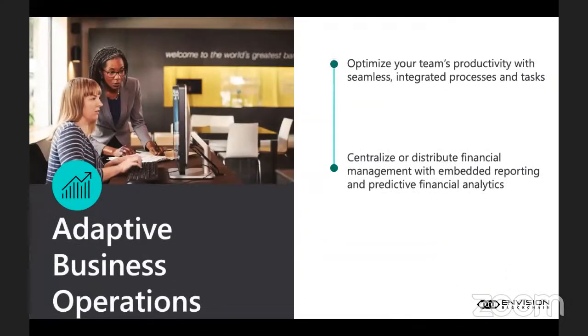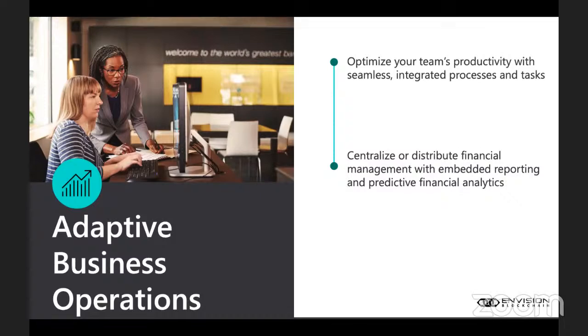So we can now think of adaptive business operations as one of the key pillars, right? There were two: adaptive business operations, and also technology modernization. But now there are two sub-pillars of this adaptive business operations. So there needs to be a way to optimize your team's productivity with seamless integrated processes and tasks. And you must centralize or distribute financial management with embedded reporting and predictive analytics. So let's dive into each one of them and see how that's achieved.